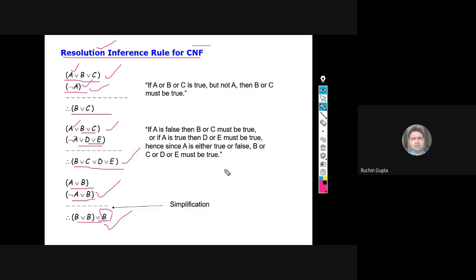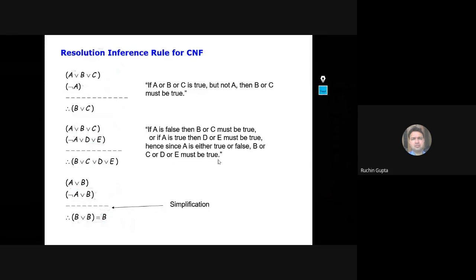Got the point, everybody? Is there any question into this? No question? Okay, fine.